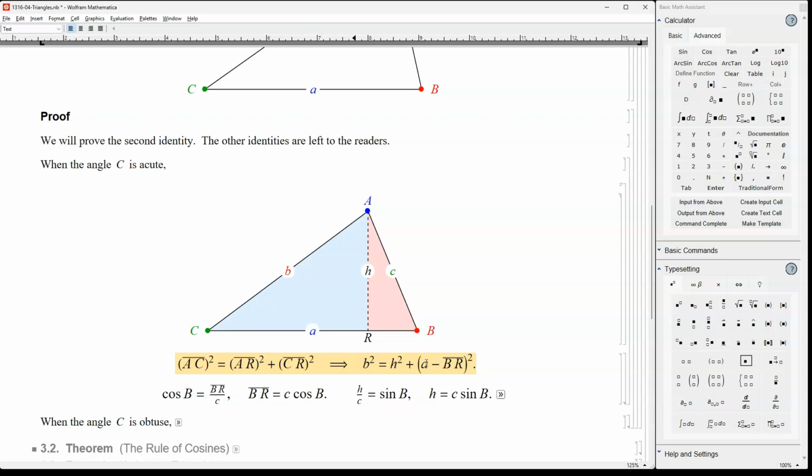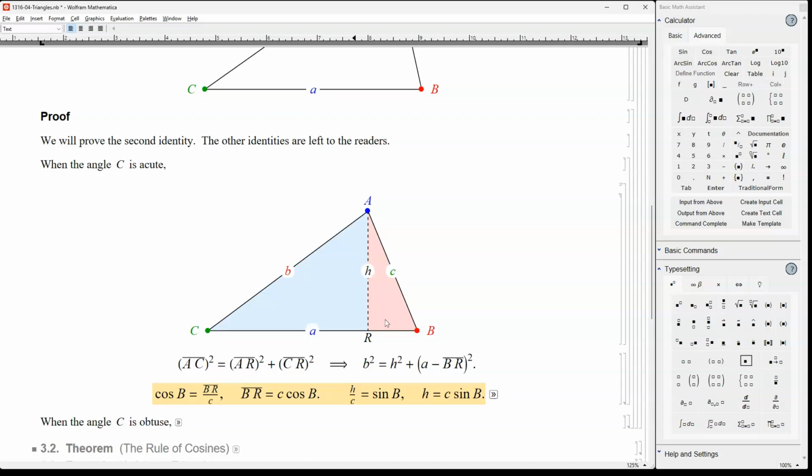Will this help? I mean, changing this CR into a minus BR, I just made it unnecessarily complicated. Will it help? Amazingly, it does. Because if I now look at the red right triangle, this BR can be expressed as c cosine of B. Cosine of B is adjacent over hypotenuse, so BR can be written as c cosine of B. The hypotenuse is c. And h here can be written as c sine of B.